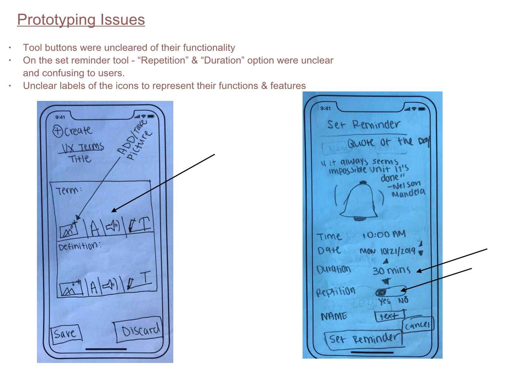After all the testing, the prototype issues were identified. First, all the testers explained that the tool buttons were unclear in their functionality because they did not transition to any interactive customization examples. Second, on the set reminder tool, the repetition and duration tools were unclear and confusing to use. And last, unclear labels of the icons to represent their functions and features.